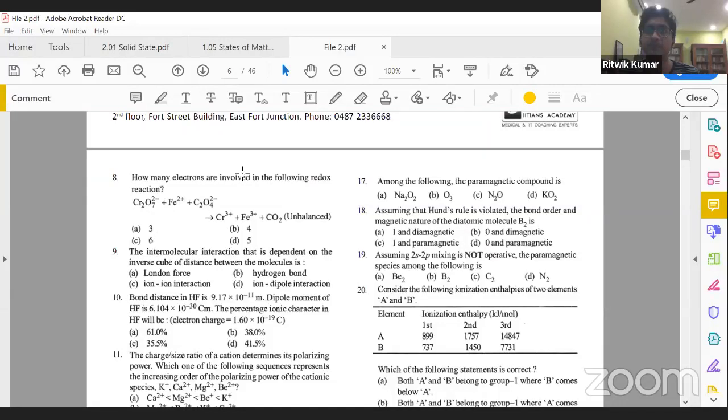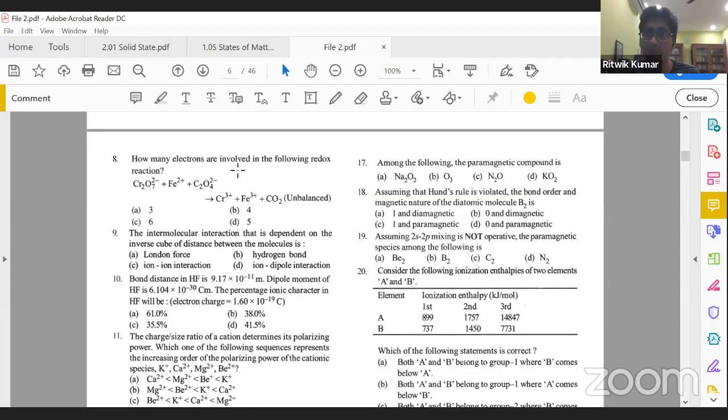Eighth question. Now in eighth question, does anyone have a problem? Have you done this question? There is an issue with the way in which the question is framed. How many electrons are involved in the following redox reaction? You have a potassium dichromate, which is oxidizing the ferrous and the oxalate ion. So Fe2+ and C2O4 2- are both getting oxidized respectively to Fe3+ and CO2.